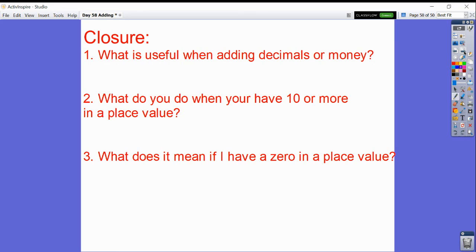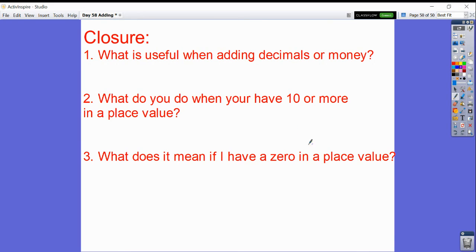What is useful when adding decimals or money? We make sure that we add the same place value. If we're adding dimes, we combine those dimes together. If we're adding pennies or hundredths, we put those hundredths together. What do you do when you have 10 or more in a place value? You have to regroup. If I had 10 dimes, I would make $1. If I had 10 pennies, I would regroup and make a dime.